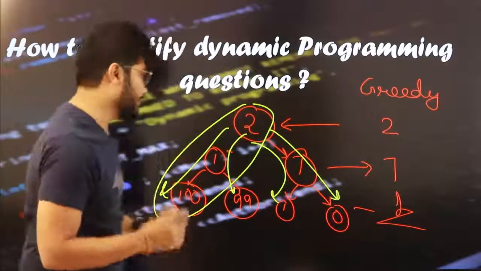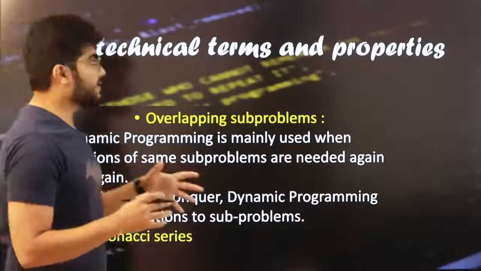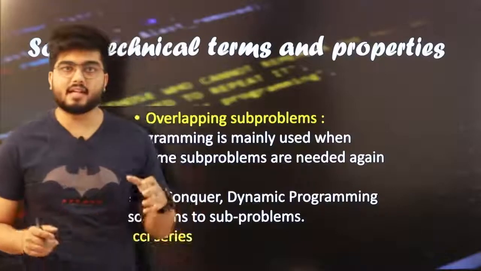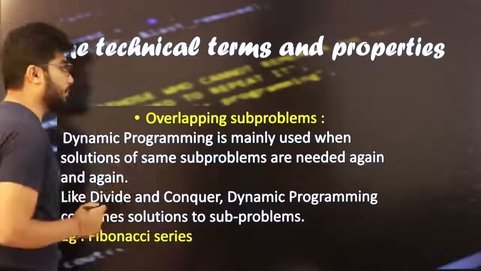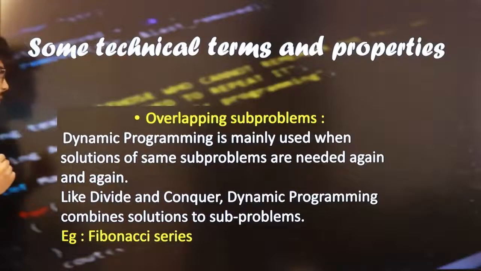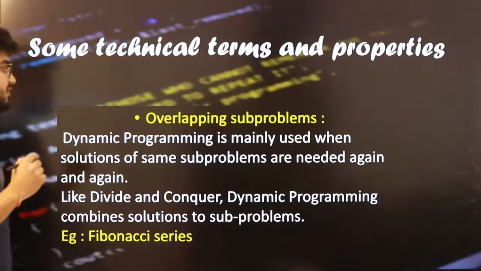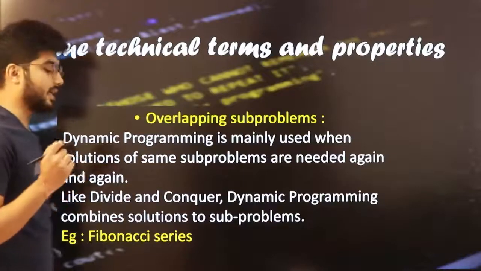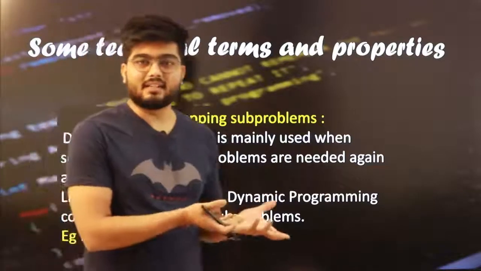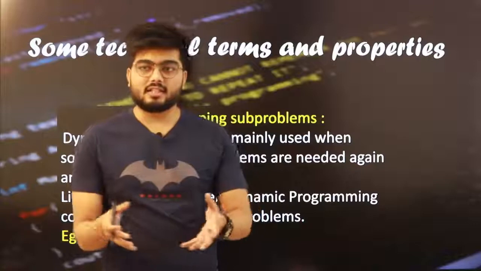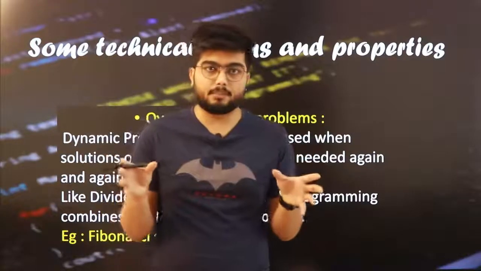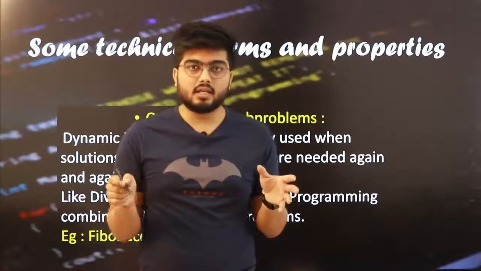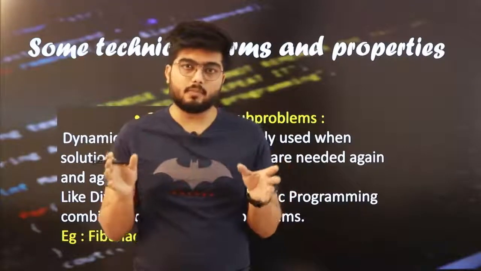So we'll move forward. Now we'll look at some of the technical terms and the properties that are involved in dynamic programming. The very first thing is overlapping subproblems. Dynamic programming is mainly used when solutions of the same subproblems are needed again and again. It's very simple. As the name suggests, you're going to calculate two subproblems and there should be some overlapping of those problems.